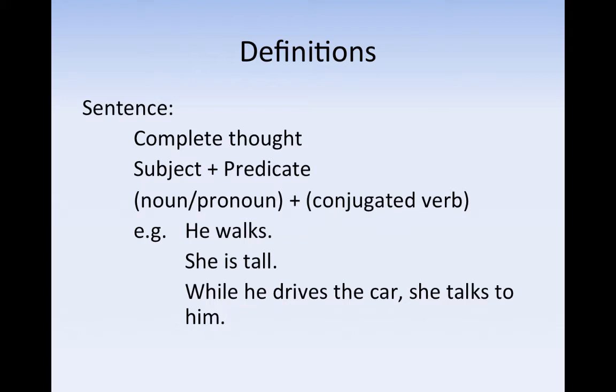A sentence is a complete thought. Well, that's kind of arbitrary, right? All thoughts are kind of complete thoughts or incomplete thoughts. But for our purposes, a grammatically correct and complete sentence is one that has a subject and a predicate, a capital letter, and end mark punctuation such as a period. He walks, she is tall. While he drives the car, she talks to him. All examples of a complete thought. That is, if I were just to say walks or is tall, you wouldn't know who is tall or who is walking. So that idea of completeness is something we're going to get at in this overview.